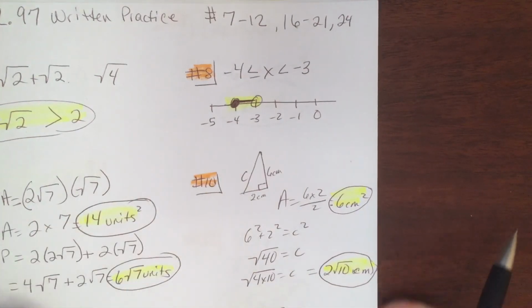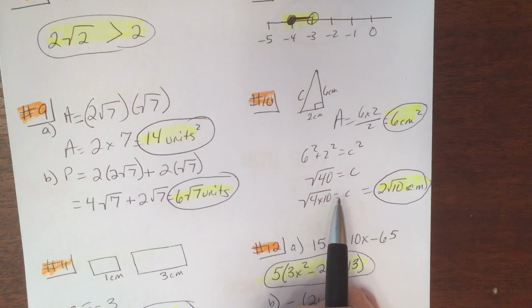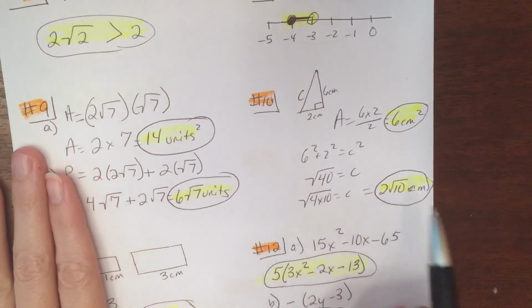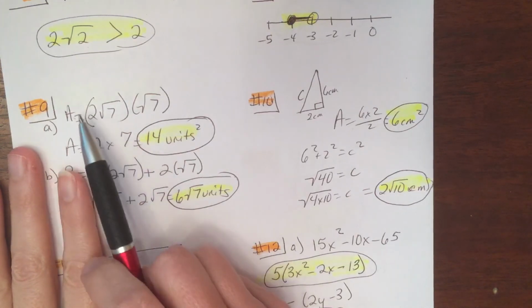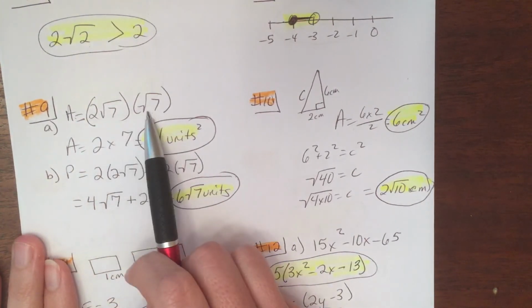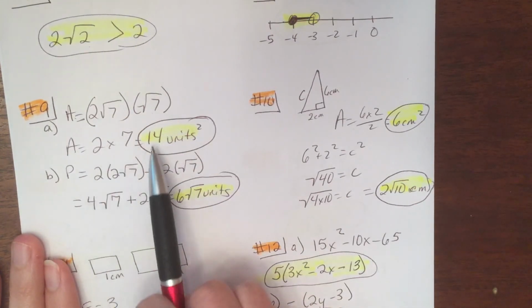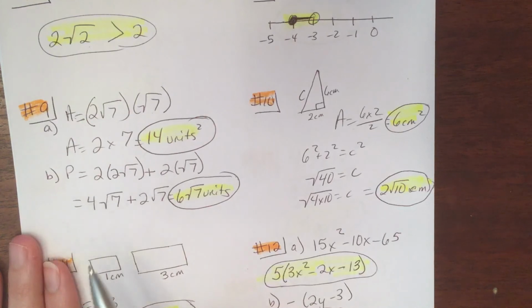Number 9, find the area of the rectangle that measures 2 radical 7 by radical 7. The area and then the perimeter. So area, length times width, 2 radical 7 times radical 7. Radical 7 times radical 7 is 7. 7 times 2 gives me 14 square units.